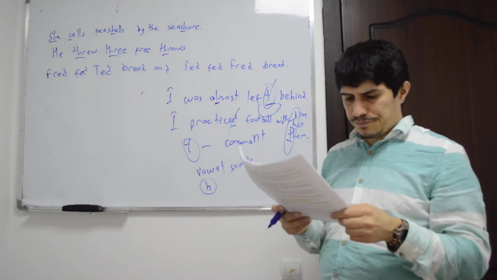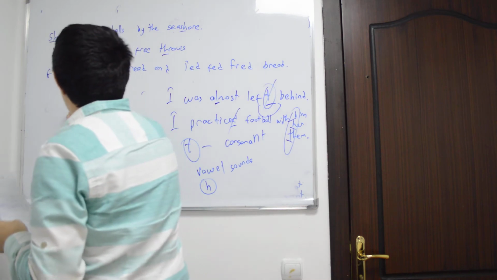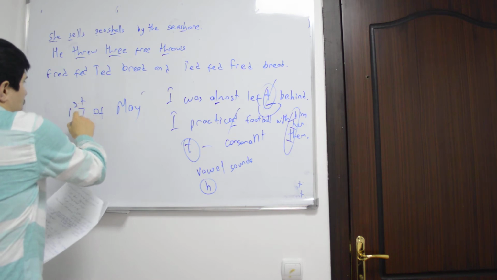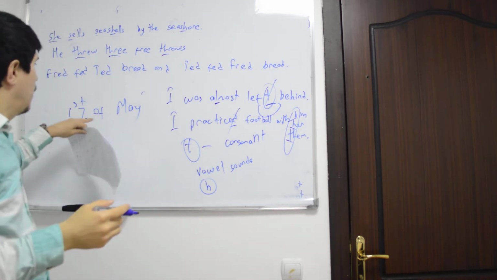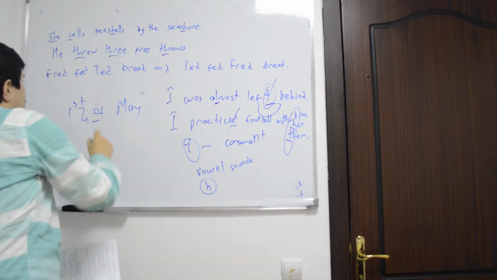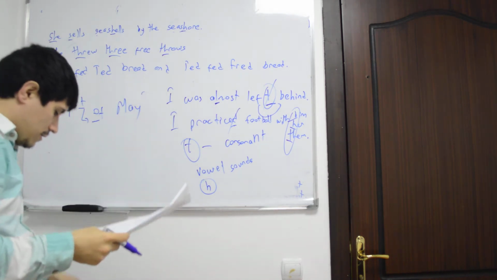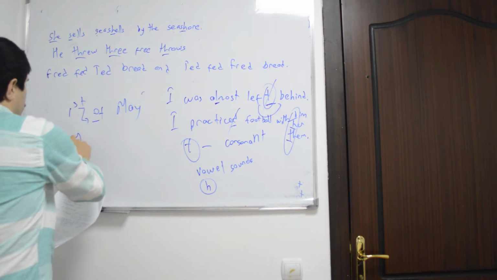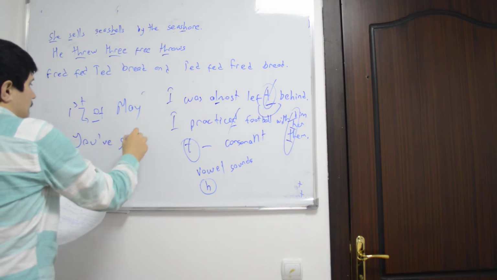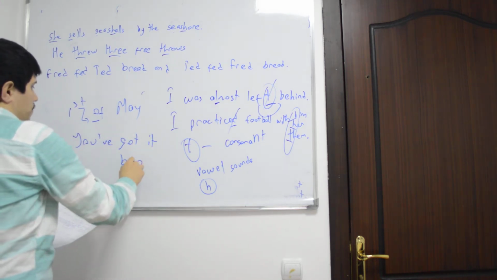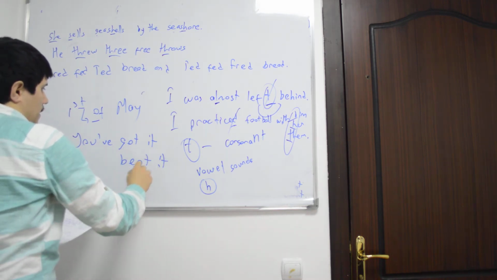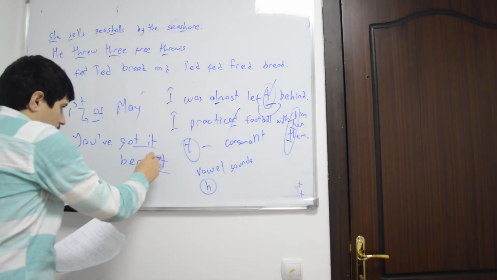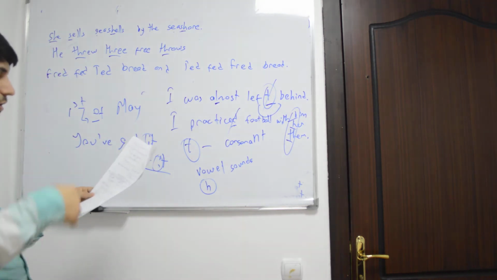For example: first of May. As you can see, after T we have a vowel. First of May. Or: just a minute. You have got it, or you have bent it. You got it, you bent it. Because of these vowels, this time we don't omit the T.